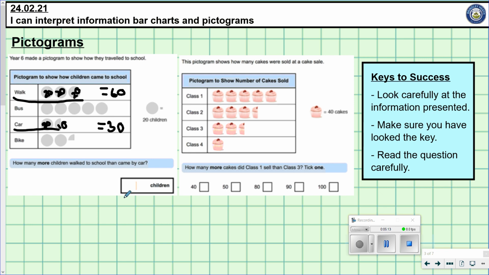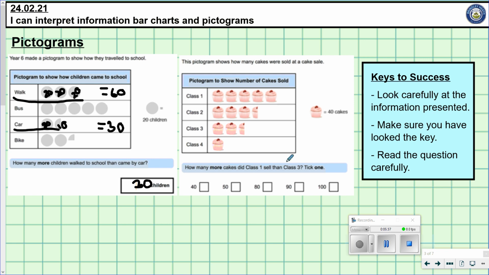Right, now I'm going to read my question really carefully one more time. How many more children walked to school than came by car? Right, so I need to know the difference between these numbers. So I need to do 60 take away 30. I could do that as a column subtraction, but I don't need to. I can do that in my head. 60 take away 30 gives me the answer 30 children.